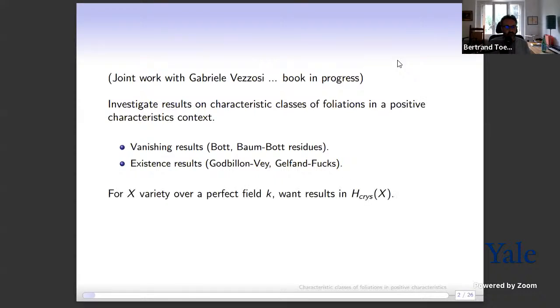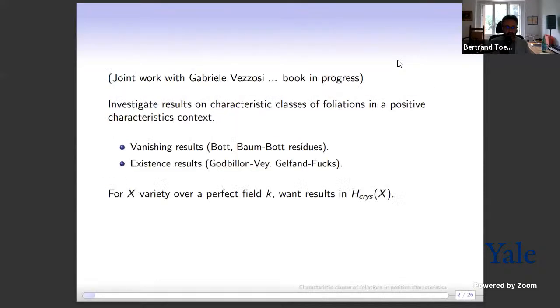But what I want to do is to start with a variety over a perfect field, and I want to try to get these results in crystalline cohomology of the variety. So I'm going to start by reminders about what these results are about in the complex setting, and then I will explain how it's possible to extend them to a positive characteristic situation.